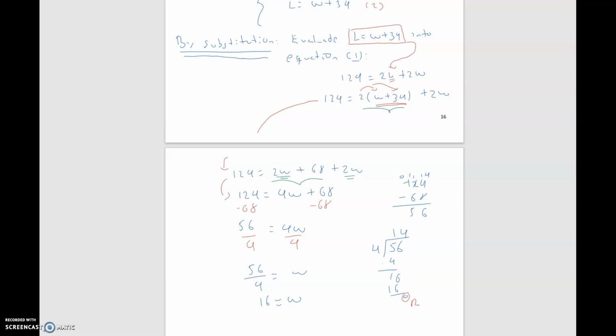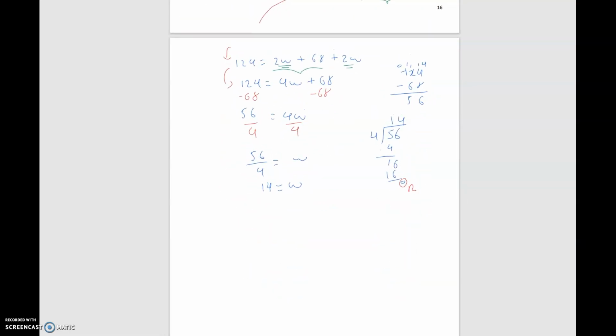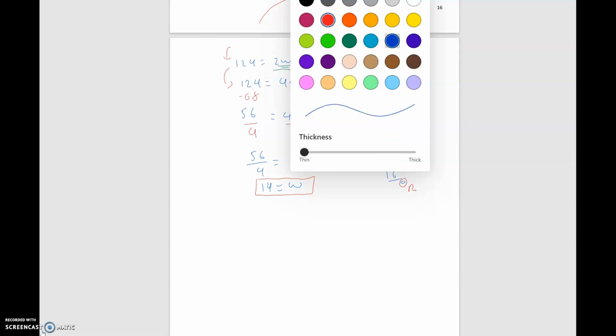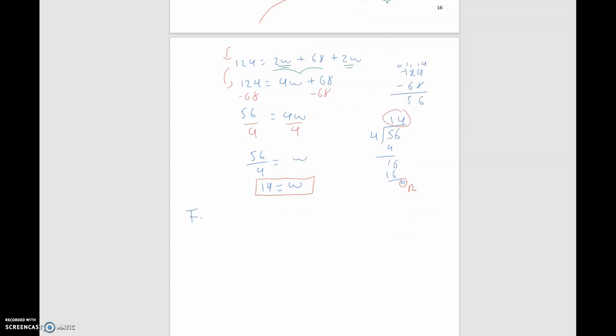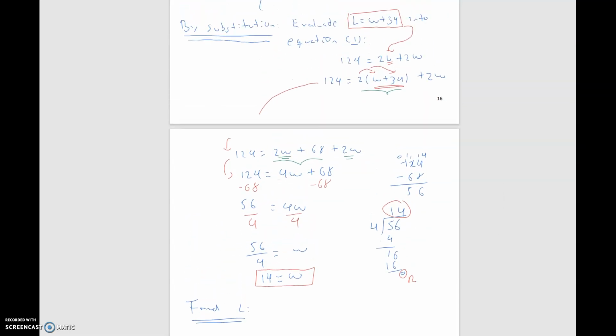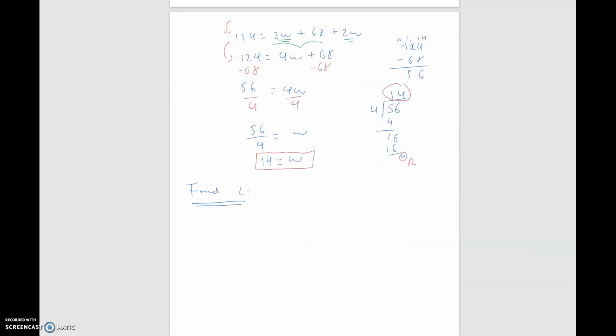Actually, wait, it's 14. My bad. I have it right here and I didn't see it. So 14 is equal to W. Okay, not our full solution. Now we have to find L. And L we have from back here, and happens to be W plus 34. So L is equal to W plus 34.